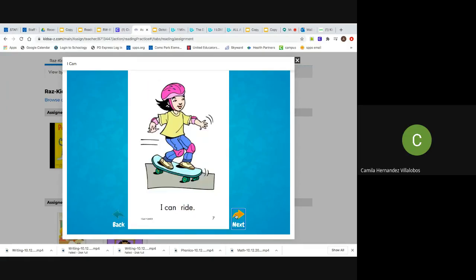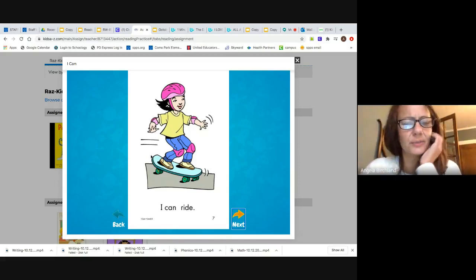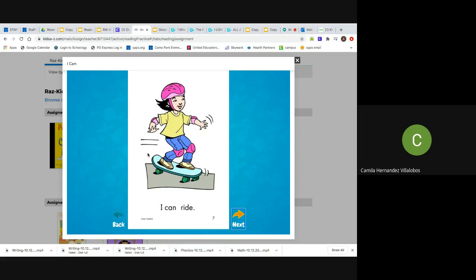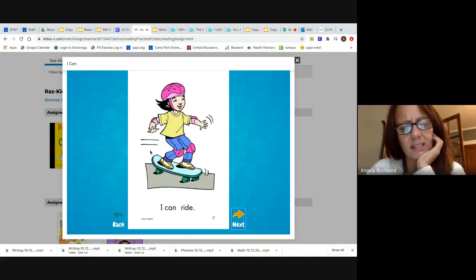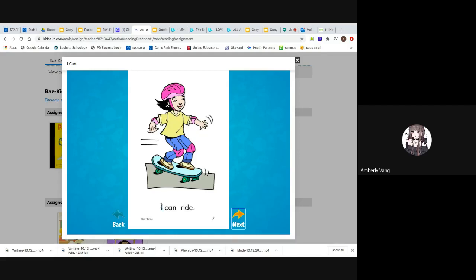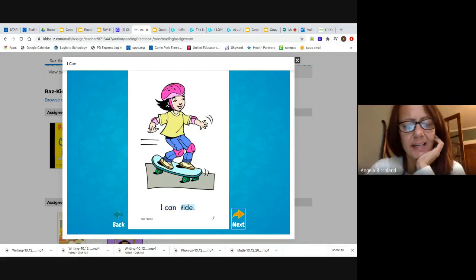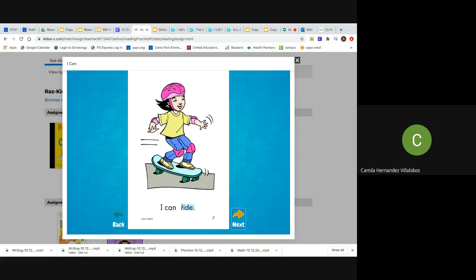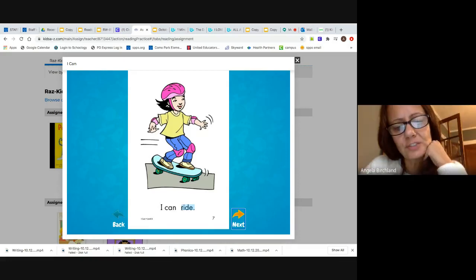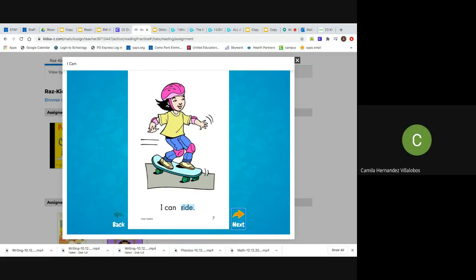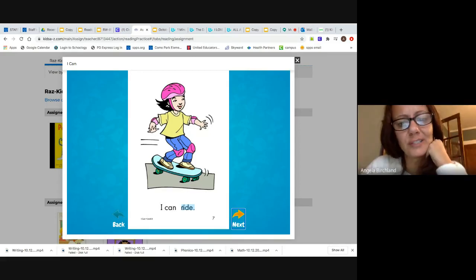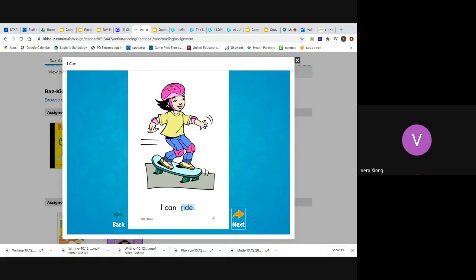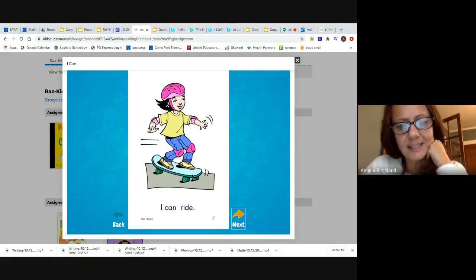I can hop. What is this girl doing? I can. What do you think this says? I can ride. Who said that? I can ride. I think I heard Julia say I can ride. Good job. She's riding a skateboard.